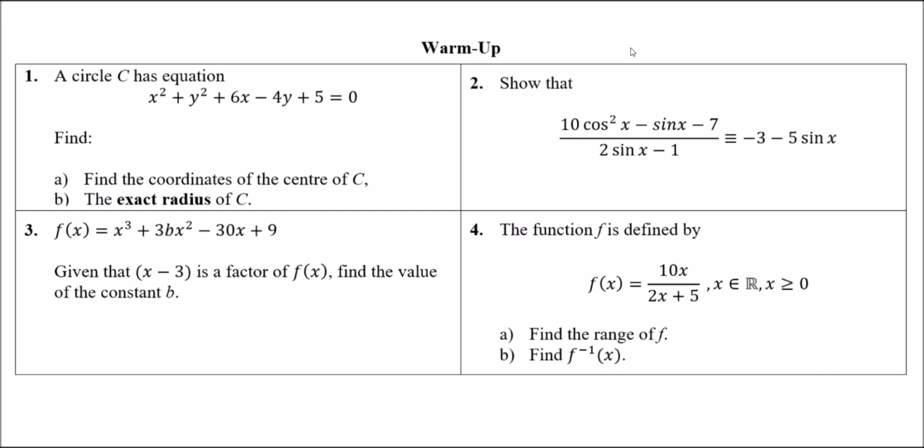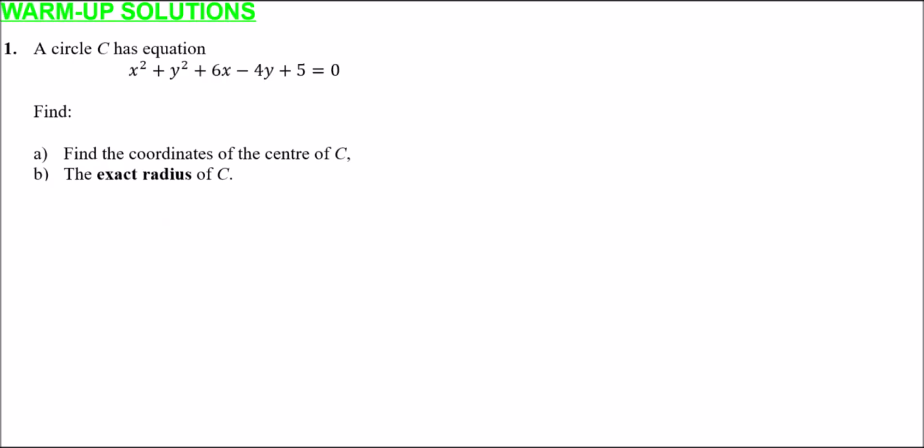Okay, so let's have a look now at question 1 together. So for question 1, what we have here is a circle, C, with equation x squared plus y squared plus 6x minus 4y plus 5 equals 0. Find the coordinates of the centre of C and the exact radius of C.